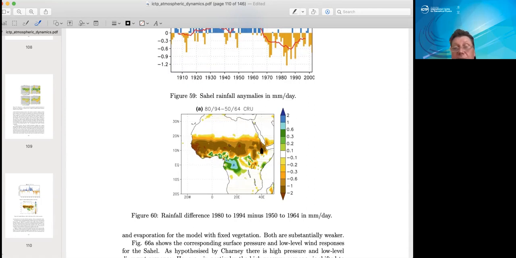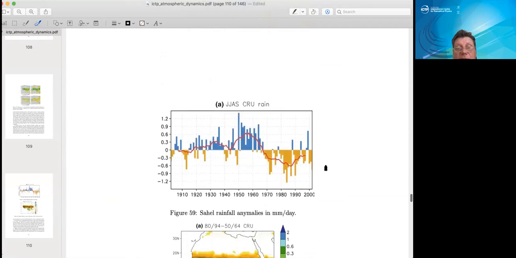The whole Sahel region is very dry. These anomalies become very dry in this region. And then there's some dipole if you look to the south. So people wanted to investigate this.